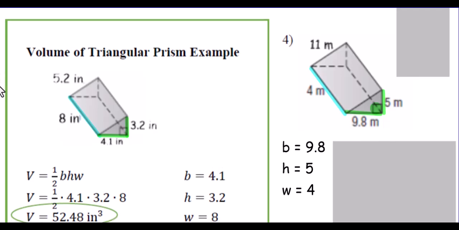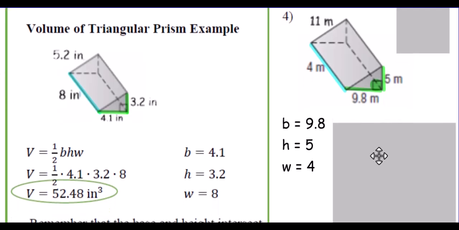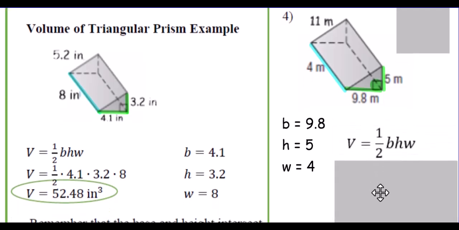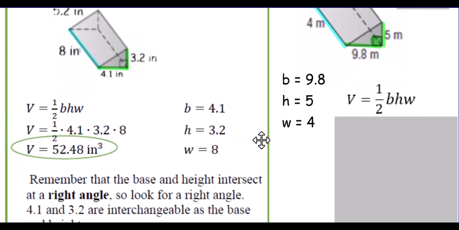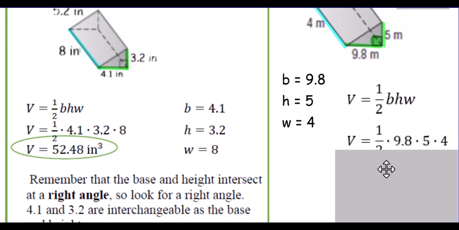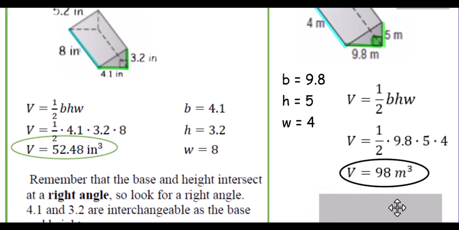And then we're just going to plug those into our formula. So half times base times height times width. Notice how I always start by writing my formula. My base and height, I'll plug those in along with the width. That will be half times 9.8 times 5 times 4. Once I plug that into my calculator, I will get 98 meters cubed for my solution.